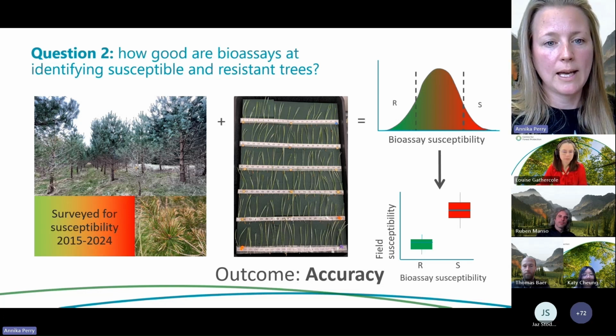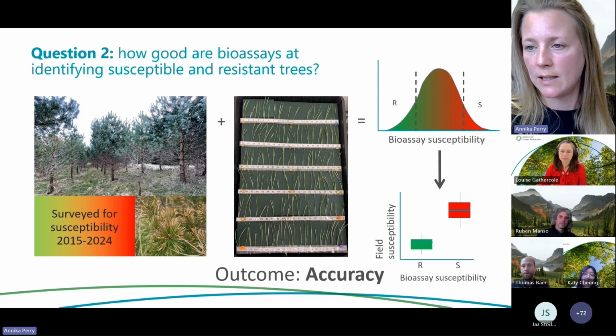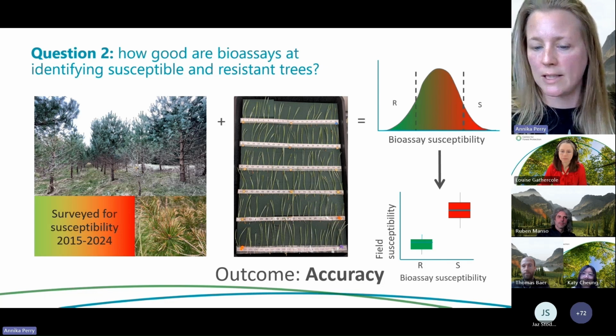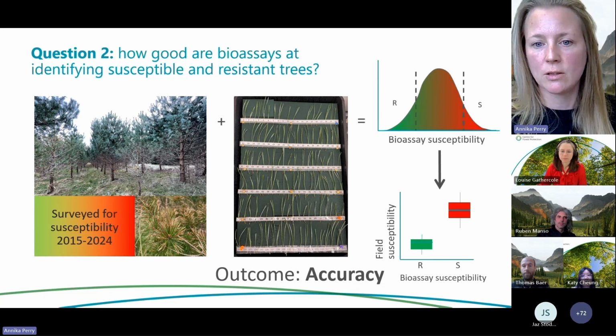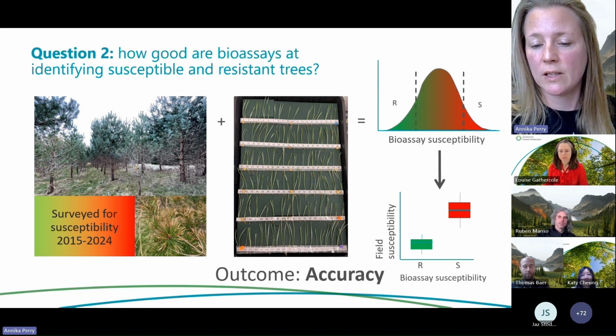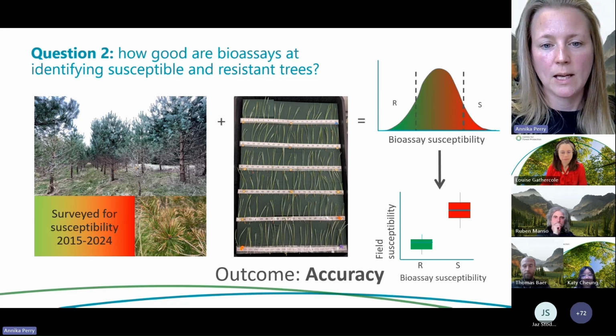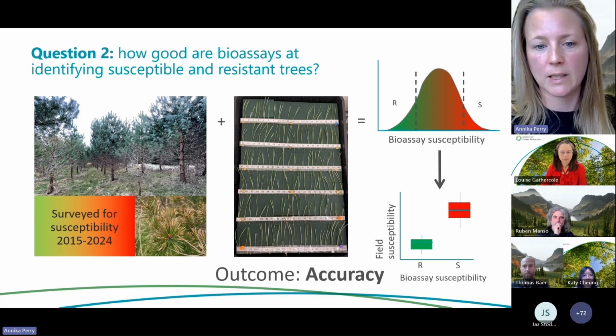So the same trial again, put into bioassays, and in this case, for the susceptibility in the bioassay, you look at the distribution, you assign some of these as resistant, some susceptible. We've got a cutoff of about 15% at the tail ends of the distribution to try and capture just the extremes of the trait variation. And then, assigning these groups, how well do these groups correlate with field susceptibility, and can trees which are identified as resistant in the bioassay correspond with those which are resistant in the field as well? And hopefully we've got an accuracy outcome from this.